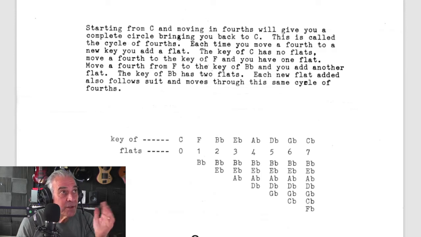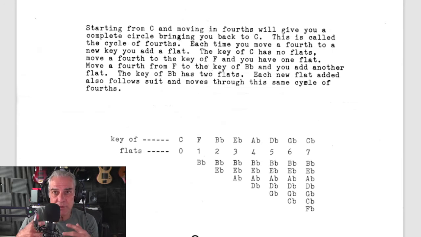And then you go to the next key, which is E flat. You have 3 flats, B flat, E flat, A flat. Now watch this. In the key of E flat, you count the first 4 notes of the tetrachord: E flat, F, G, A flat. A flat will be the 4th degree of the E flat scale.